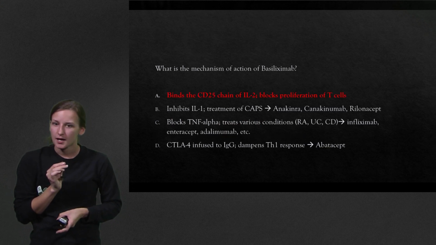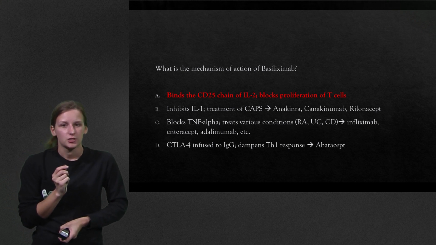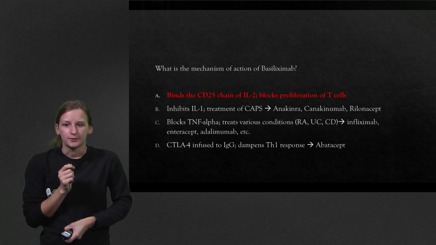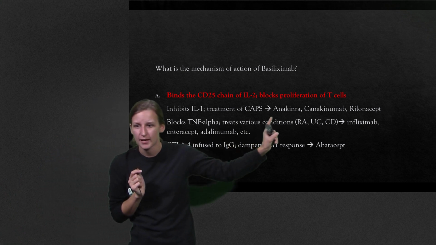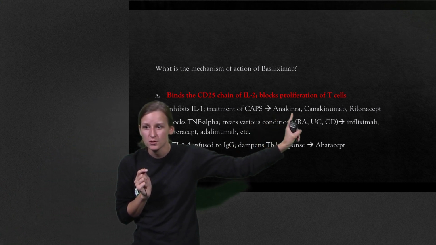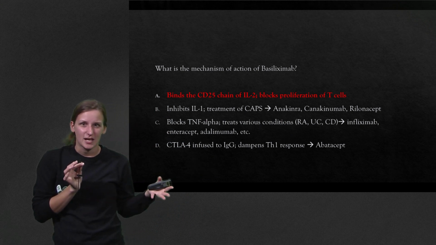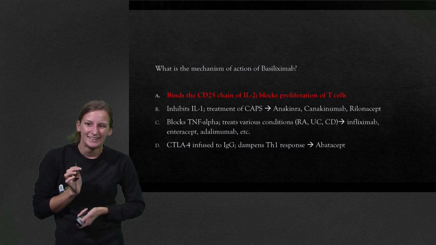All right, so this one, basiliximab, is going to bind to the CD25 chain of IL-2 and block proliferation. The other ones there, I have all the examples. Oh, I didn't say it during the PowerPoint, but the way I remember Anakinra, I think of Anakin, you were the chosen one, so it's like IL-1. So the other ones you just have to create your own little mnemonics for, but I thought that was kind of cute of me. All right.